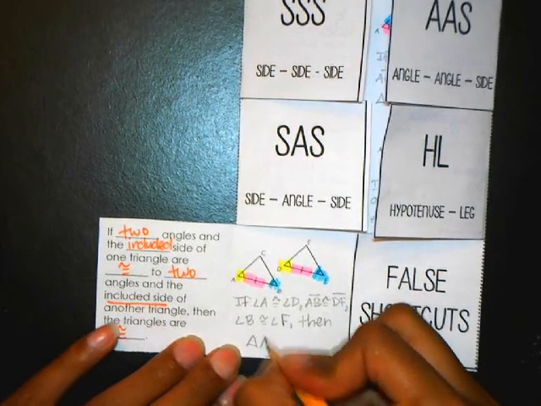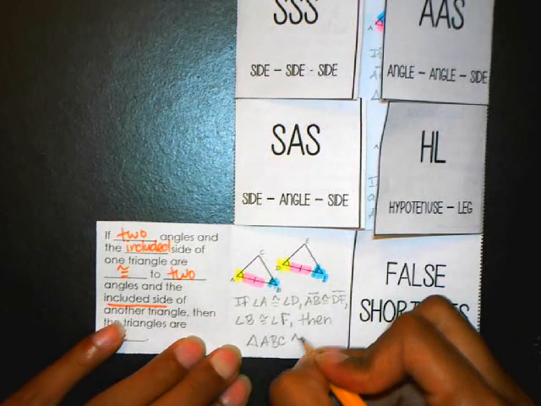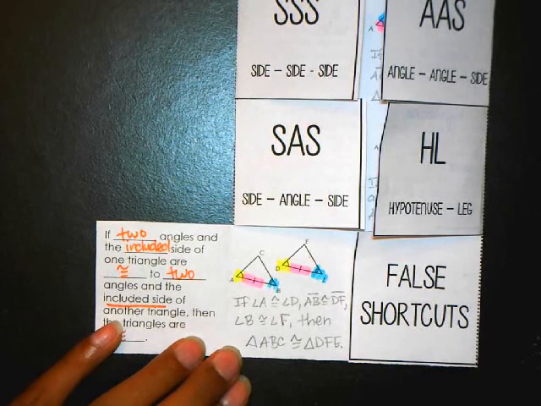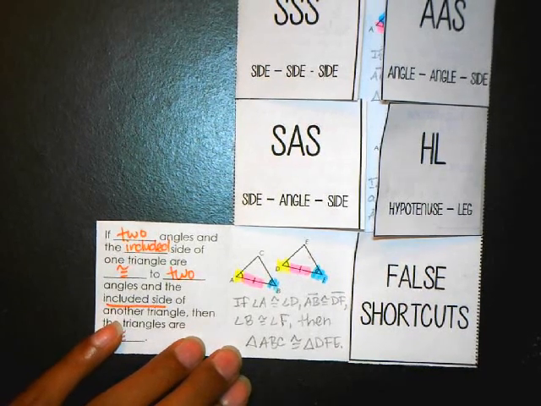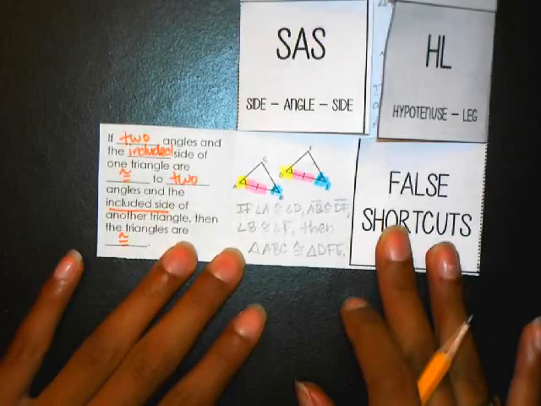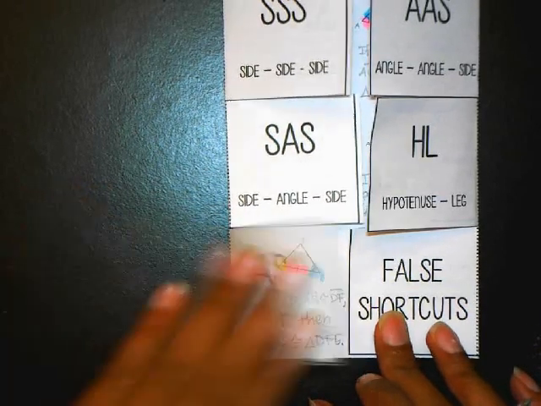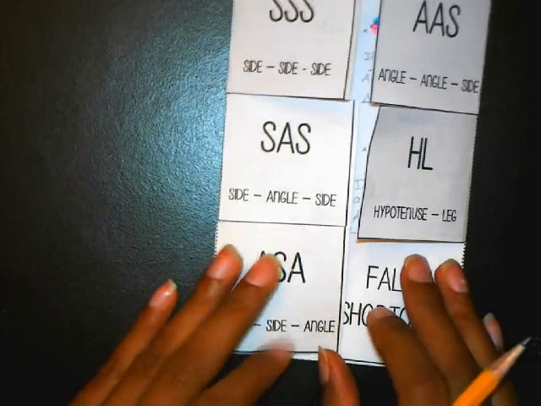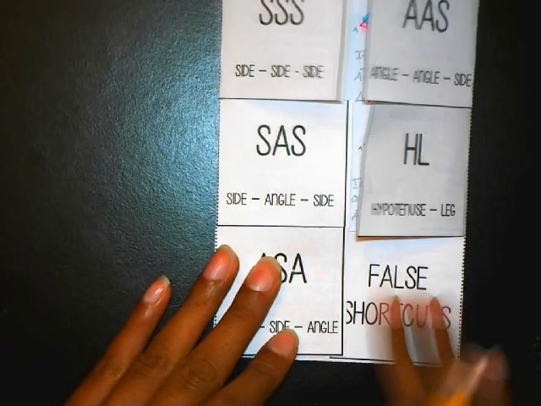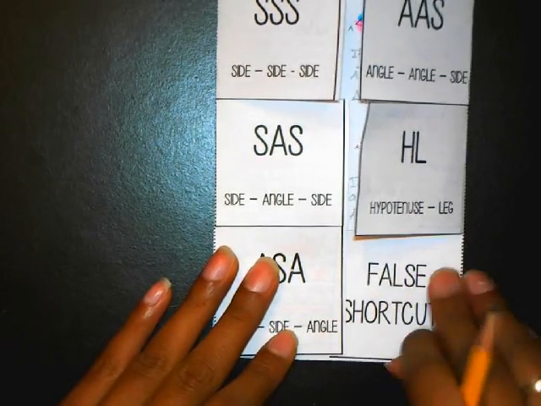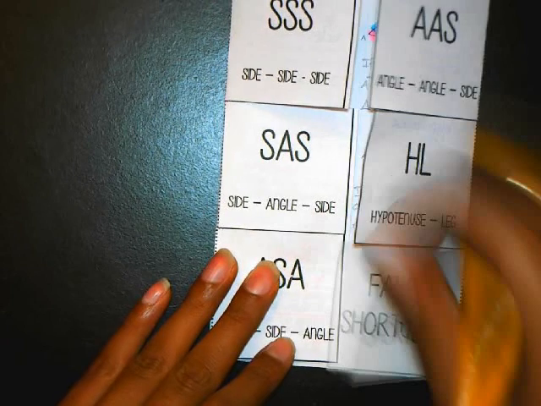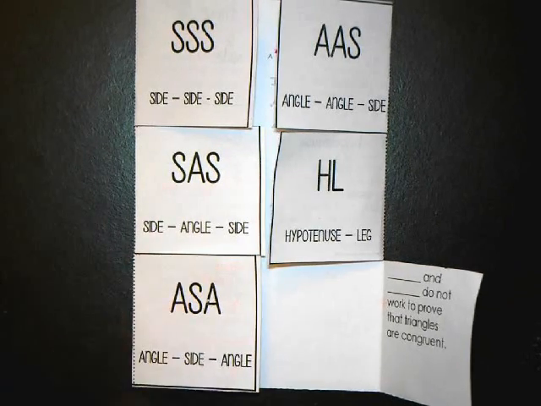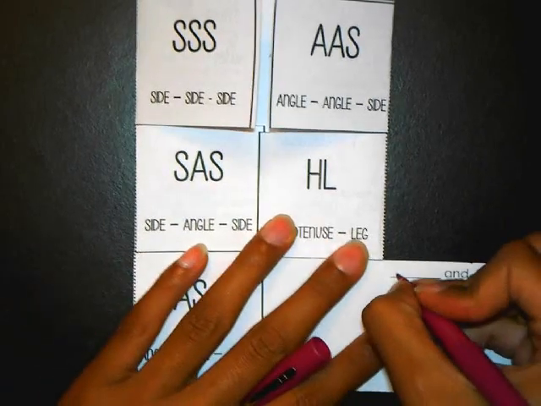Alright, now the last one is going to contain shortcuts that you cannot use. So the ones that we put underneath here would not prove that two triangles are congruent. So you cannot use these. Alright, so let's open it up and let's write down what we cannot use. The first one we cannot use is AAA. Alright, we cannot use that one. And the next one we cannot use is SSA. Now again, both of these do not work, okay? They do not prove that triangles are congruent, so you cannot use them.